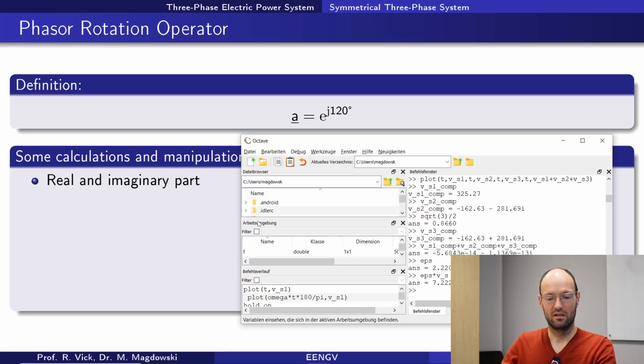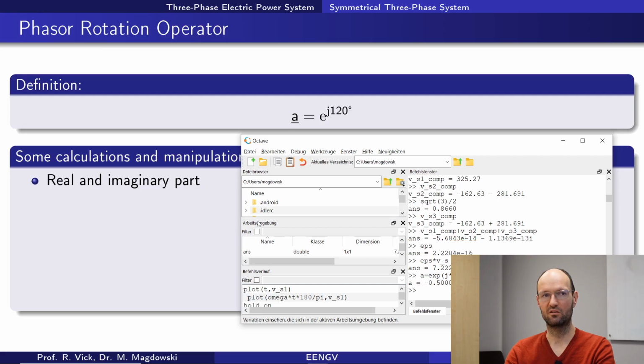So, say a is e^(j·2π·120/180)... e to the 2j times 120 degrees, and once again we need to divide by 180 and multiply by pi. If I calculate this, we get a real and imaginary part, and we get numbers that we have seen before, because we get 0.5, so 1 over 2, and square root of 3 divided by 2.